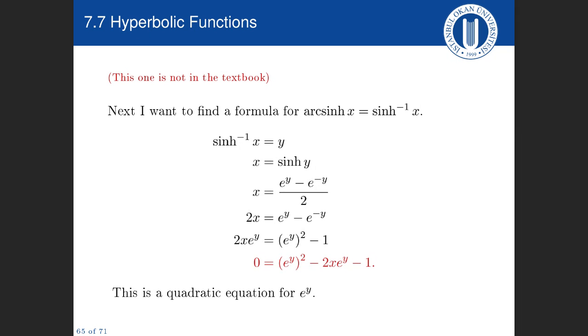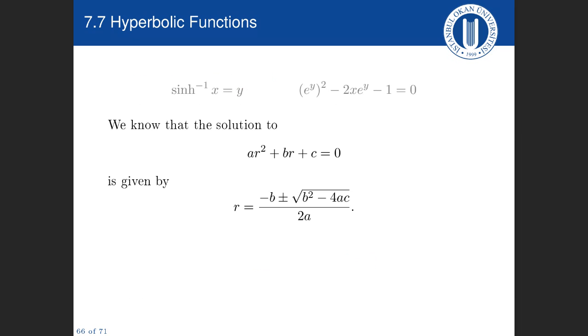And this is a quadratic equation for e to the power y. But we know how to solve quadratic equations. We learned this in school. The solution to ar squared plus br plus c, as we learn in school, is minus b plus or minus square root of b squared minus 4ac over 2a. So what is a, b, and c for us? a is 1, b is minus 2x, and c is minus 1.